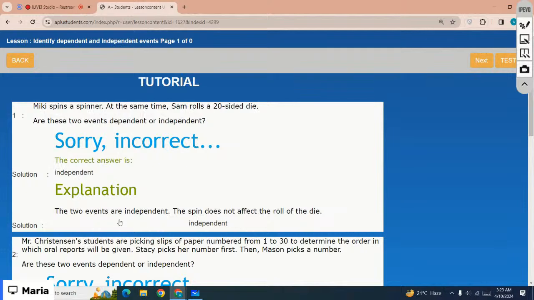Basically, two events are dependent if the outcomes of the second event are affected by the outcomes of the first event, right? So here you have a spinner and a die. They both have no connection. If you spin the spinner and you roll a die, you can have a number on the die and you can have an answer on the spinner. They are independent events because the spinner does not affect the roll of the die, right?